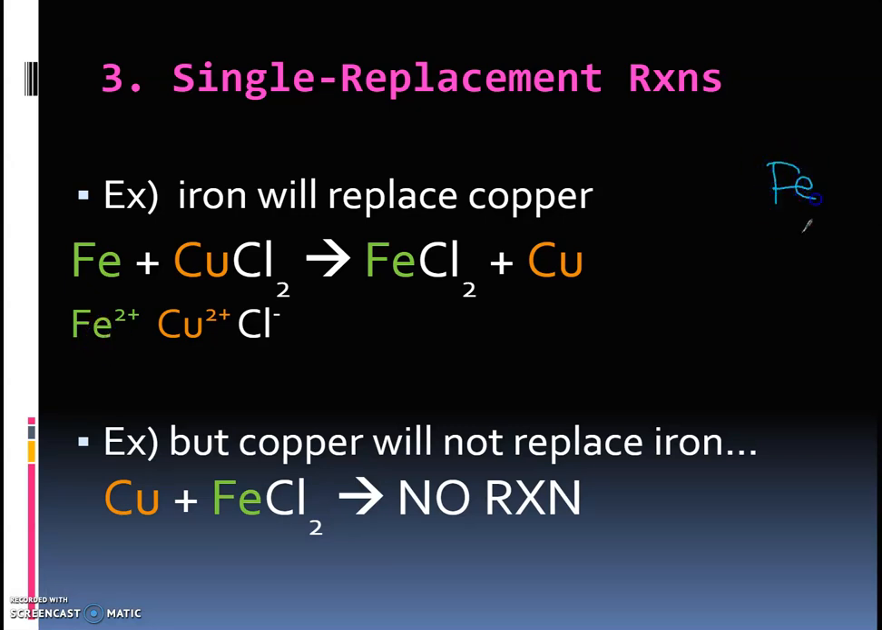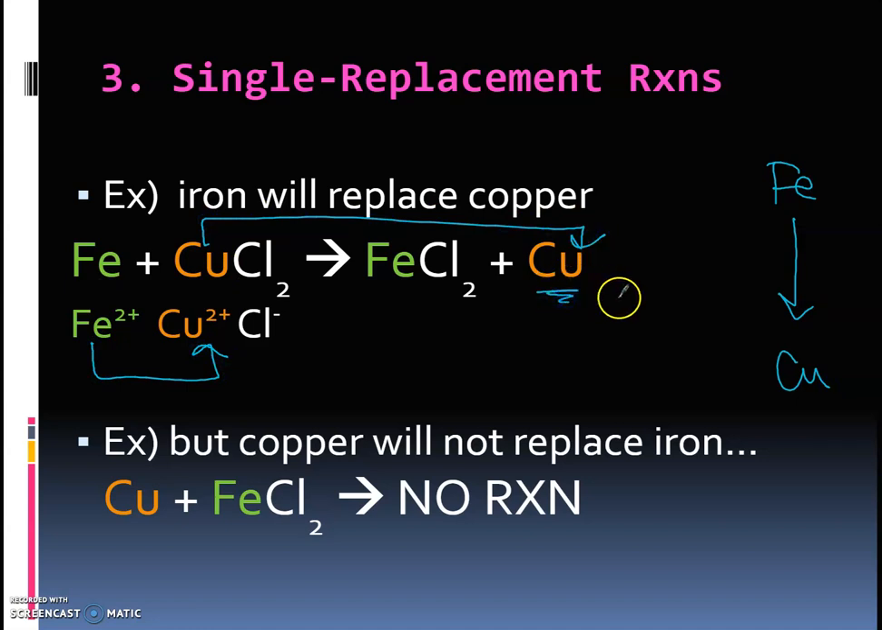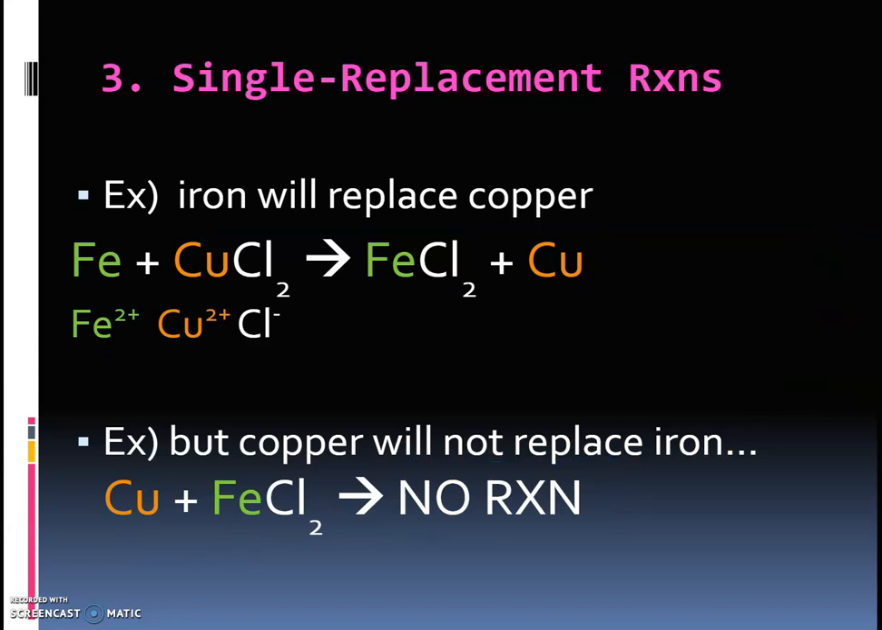Fe is higher than copper, so you'll see that Fe will kick out copper, and it looks like it rusts, but it doesn't, it's just the copper. And then Fe will bond with chlorine. But if you put a copper penny into an iron chloride solution, since copper is lower than iron, it's not going to work, and you literally write no reaction.